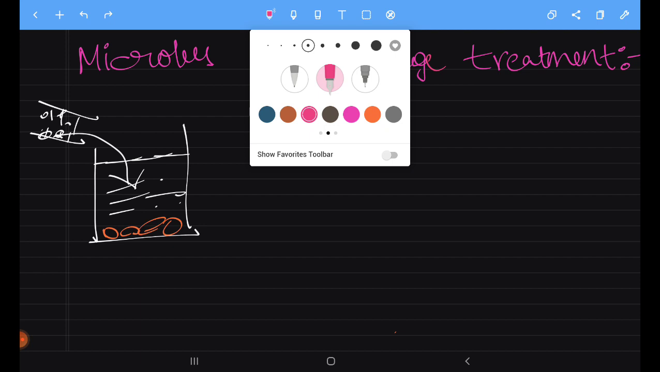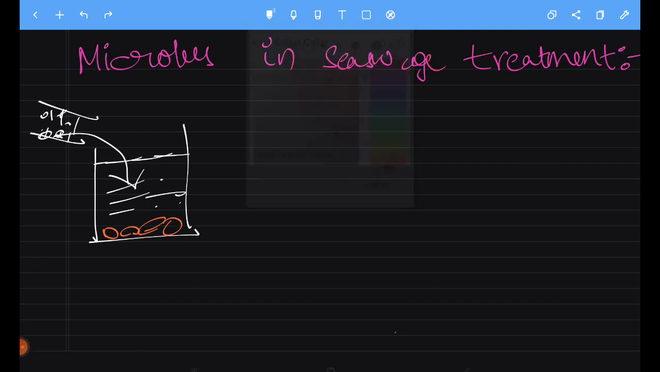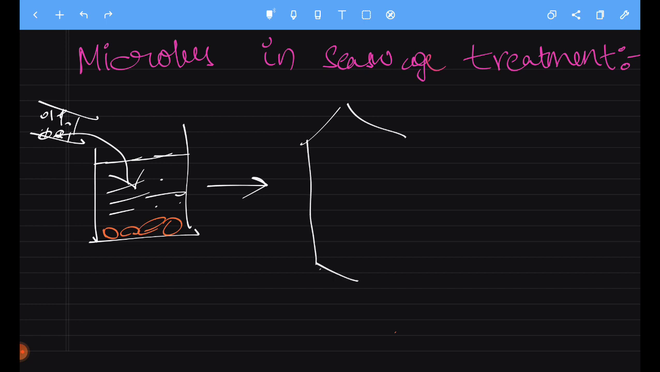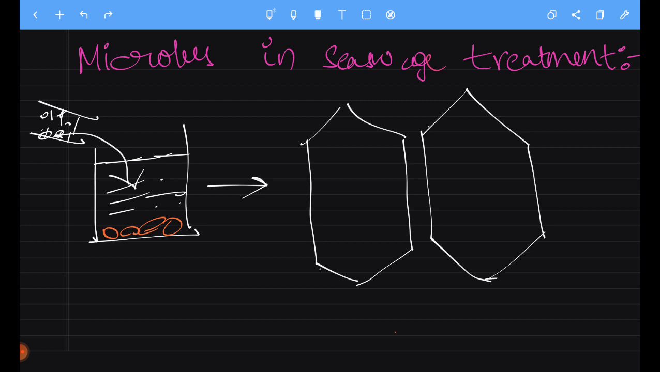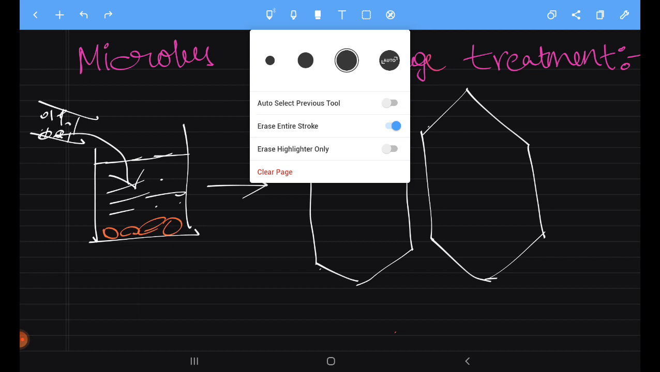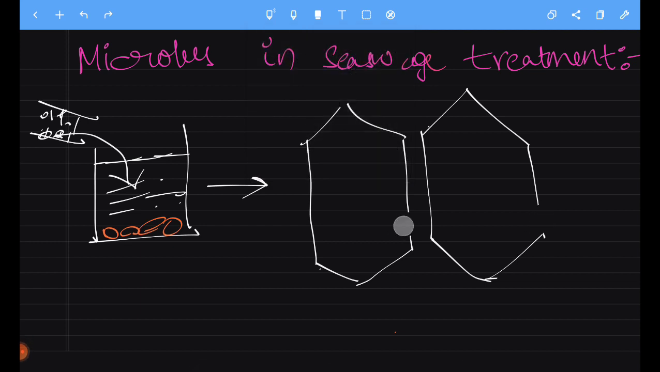Yes, this primary effluent is now sent into large oxidation tanks. So see, these are large aeration tanks or oxidation tanks. You can call them either way. I am putting holes to these, the aeration pipes.